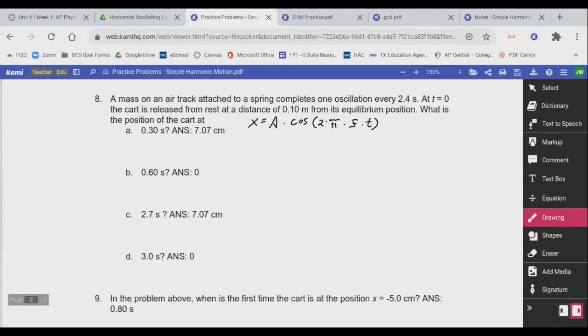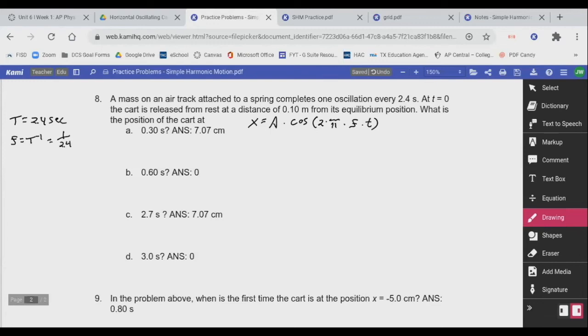All right, we have a mass on an air track attached to a spring that completes 1 oscillation every 2.4 seconds. So they told us the period equals 2.4 seconds. Well, my formula doesn't have period, it has frequency. And I know frequency is equal to the inverse of the period. So that's equal to 1 over 2.4.